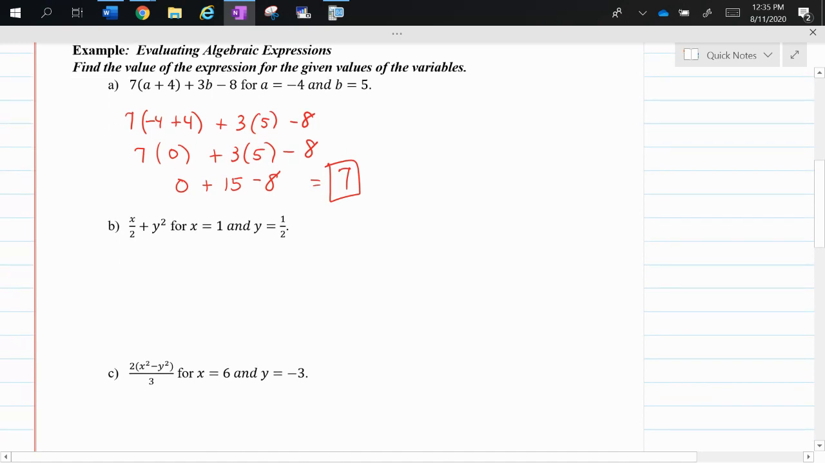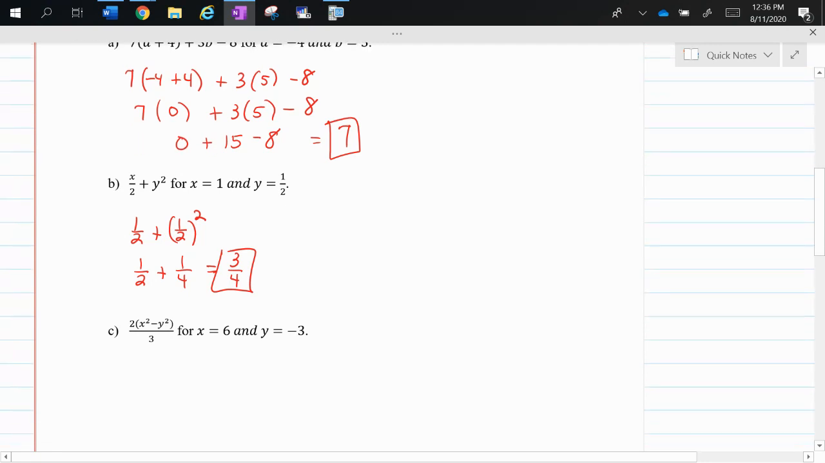All right, so let's look at the next one. If x is equal to 1 and y is 1/2, then we're going to do our order of operations now. I'm going to do exponents before I add. So 1/2 squared, we know that to square a number means to multiply it by itself. So 1/2 times 1/2 would be 1/4. Then I have to add 1/2 plus 1/4. And I know that 1/2 plus 1/4 is 3/4. So the value of the expression is 3/4.